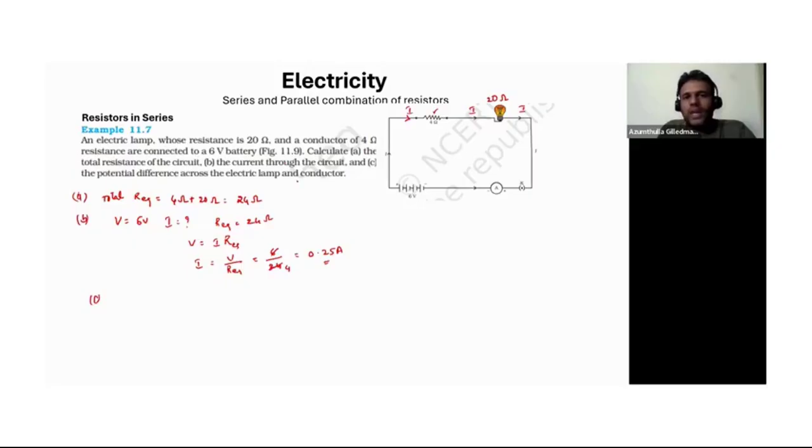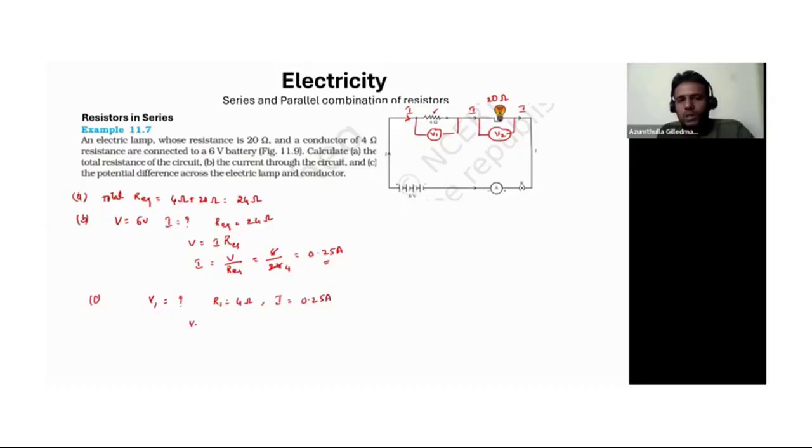The potential difference across the electric lamp and conductor. So basically they are asking, let's say this is V1, and across the bulb, that is V2, for example. What is V1? The potential difference across the conductor, which has a resistance of 4 ohms. V1 we need to find. I know R1, which is 4 ohms. I know the current flowing through that resistor, which is 0.25 amps.